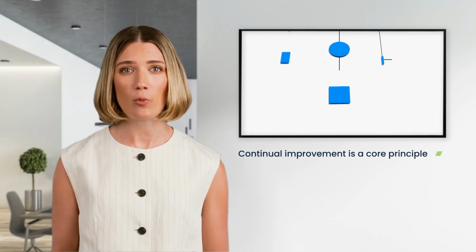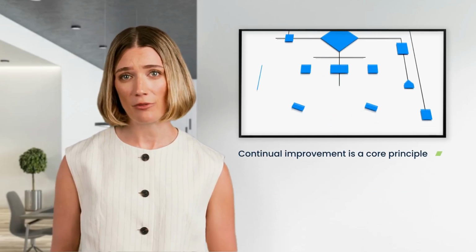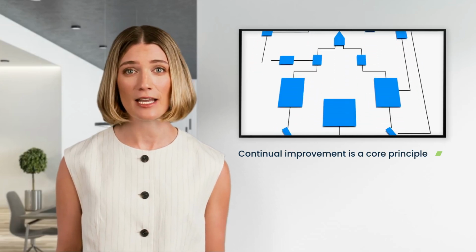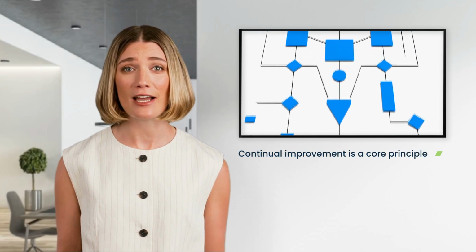Continual improvement is a core principle of ISO 16000 Part 40. Organizations should implement processes for ongoing enhancement based on the findings of audits and reviews.